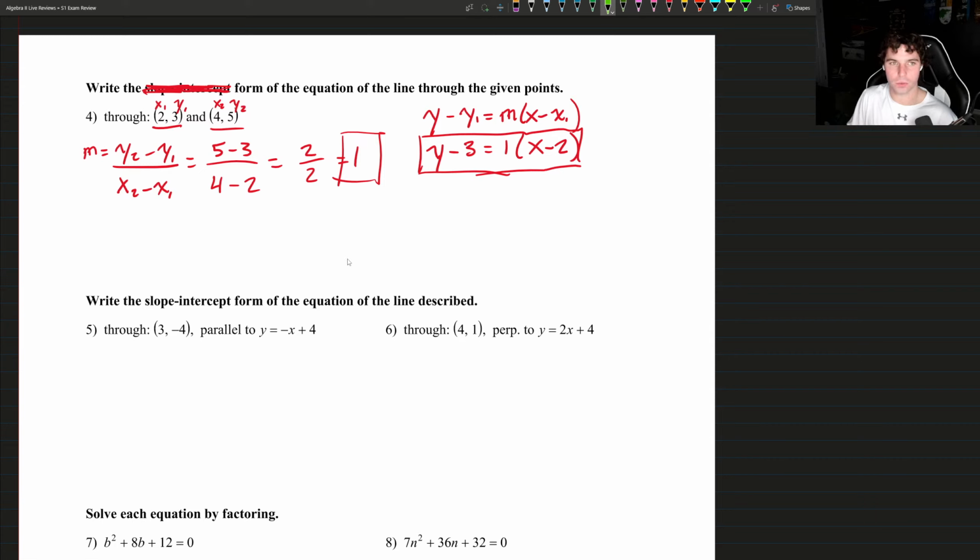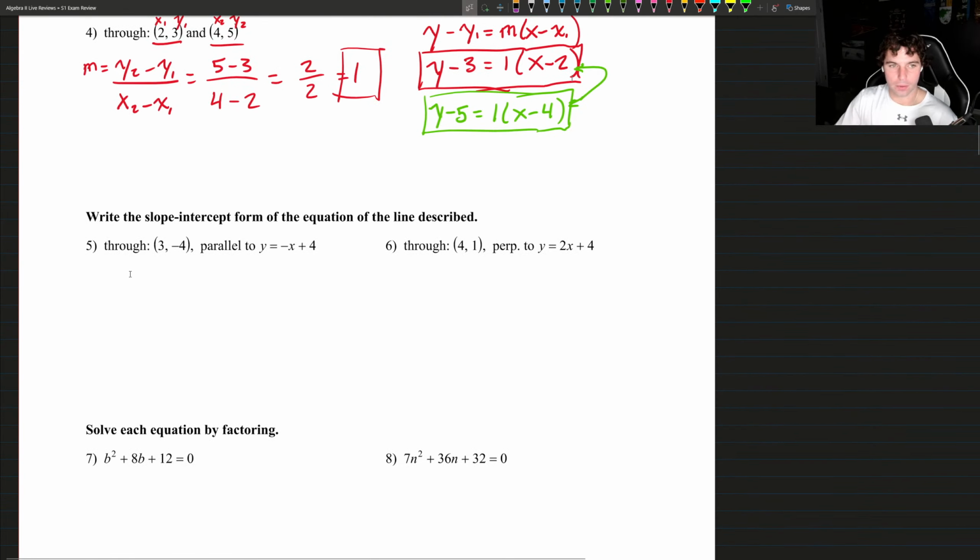Okay, so that version works, that box equation works. But you could also do y minus 5 is equal to 1 times x minus 4. And then if you really wanted to, you could simplify either one of these down to slope-intercept. Okay, either one works. It's whatever you feel comfortable with. Okay, you're going to get the same answer, though. And you can check that if you would like. All right.